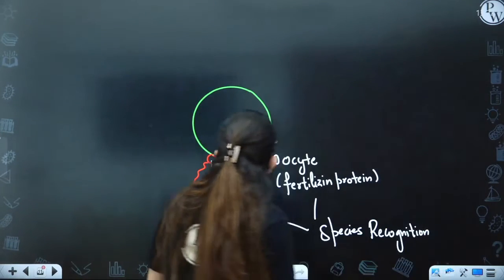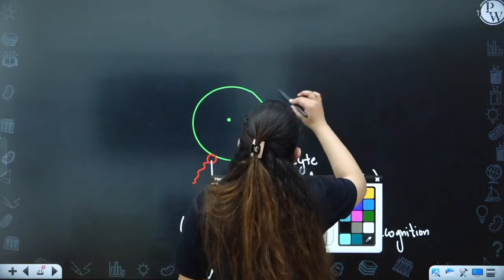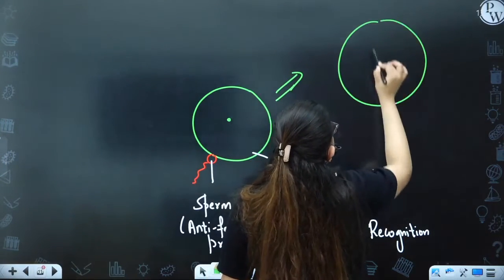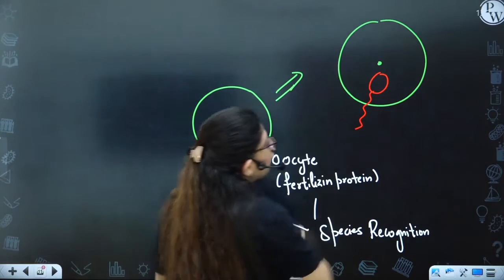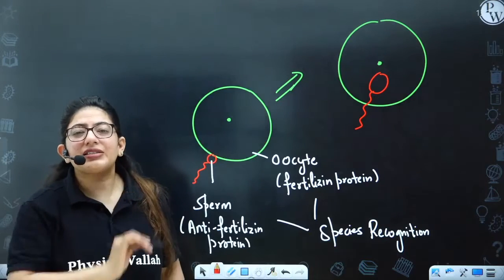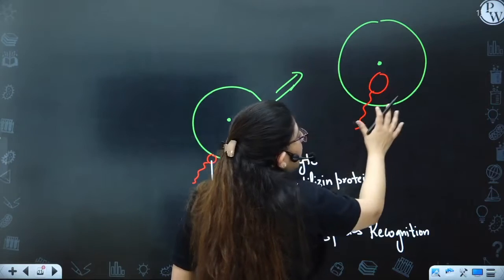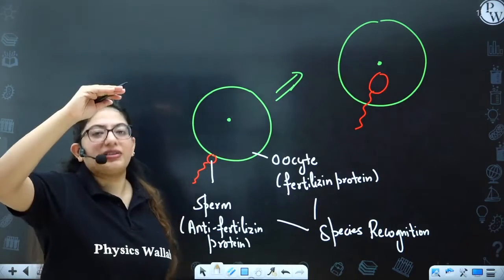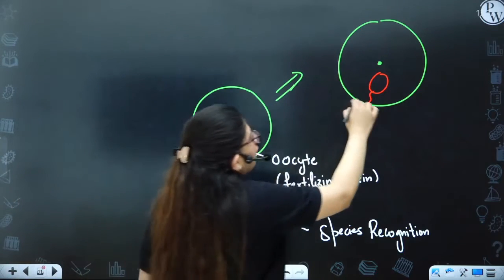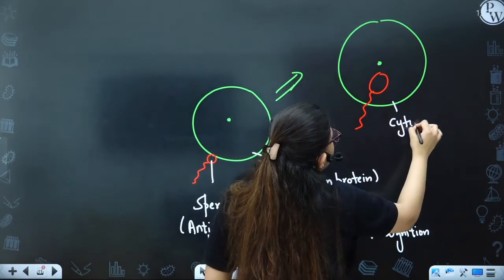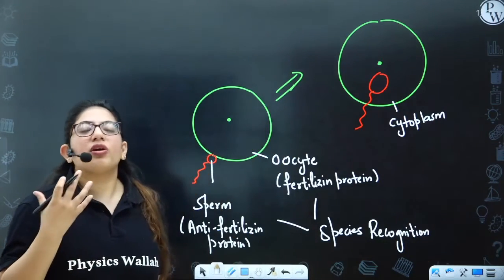Now what will happen? After this recognition, the sperm will enter into the cytoplasm. After it has entered, the metabolism of the oocyte will be enhanced. The entry of the sperm into the cytoplasm of the oocyte triggers the metabolism of the oocyte.